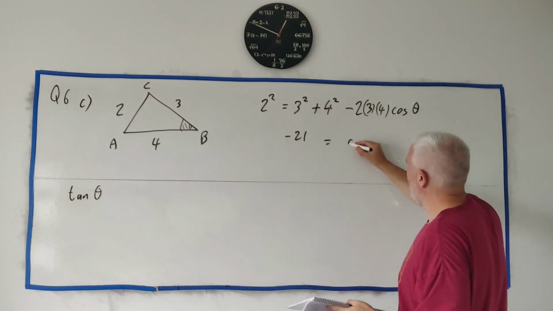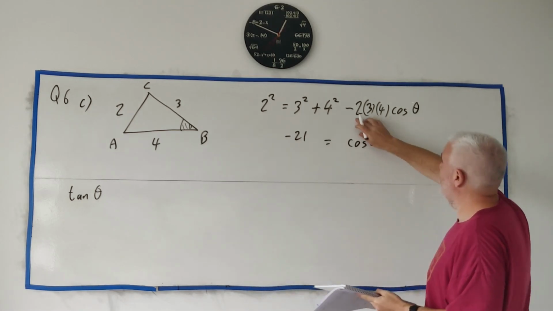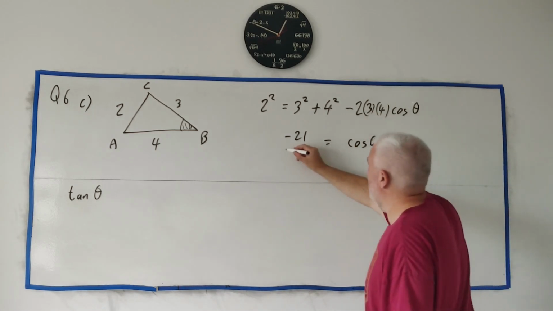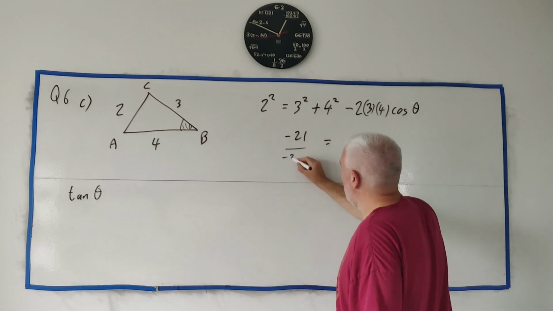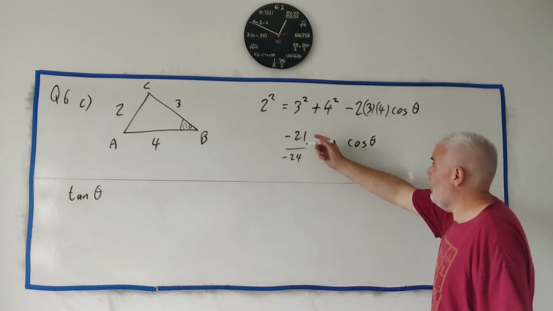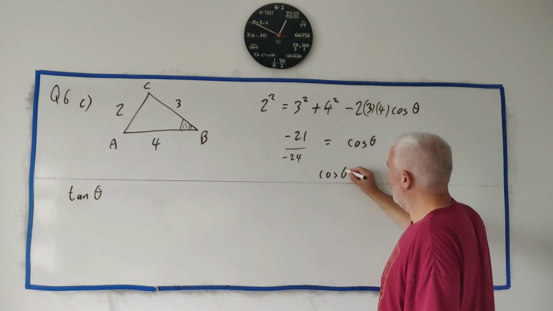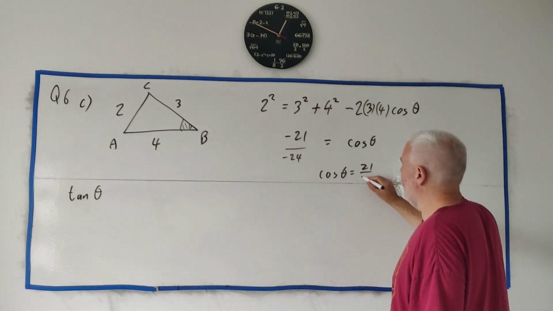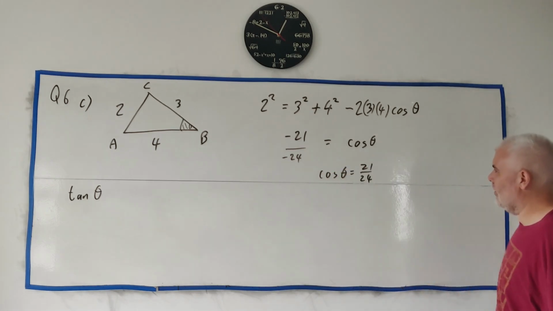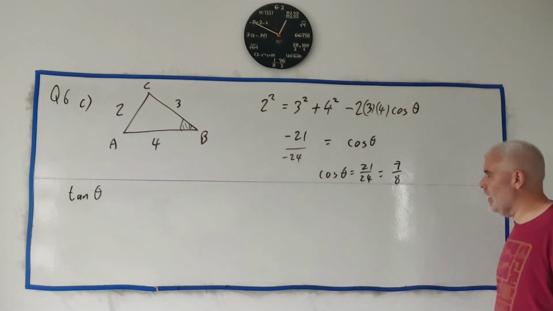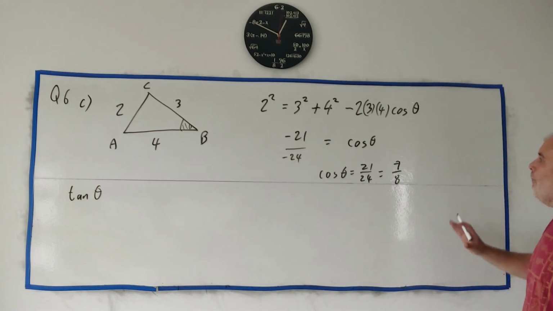Equals, we'll leave cosine theta on this side, and we'll divide this. 3 times 4 is 12, times 2 is 24, or minus, because there's still a minus there, minus 24. Minuses obviously cancel, and we're left with cosine theta is equal to 21 over 24. Oh, I'm sorry, with these 3 goes into both of these. 7 over 8 equals 7 over 8.